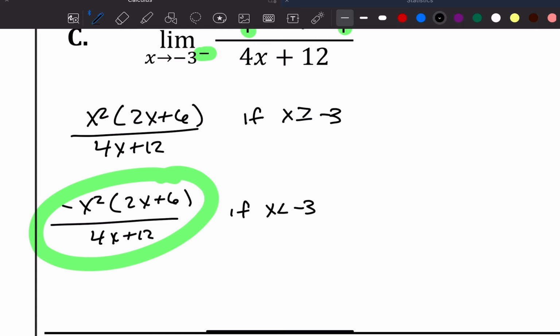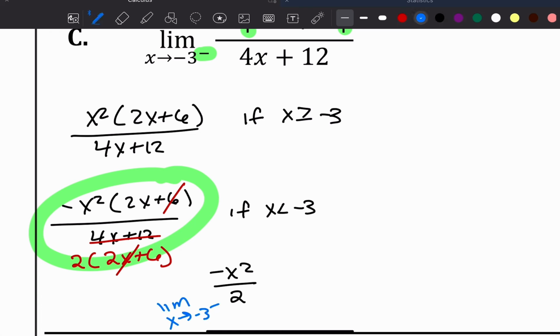Well, if I look at the denominator here, it looks like I could take out a 2, and this would be 2 times 2x plus 6, which would help me cancel out the 2x plus 6 on the numerator. So this would give me -x squared over 2 as the limit as x approaches -3 from the left. And so I would get -3 squared over 2, which is -9/2.